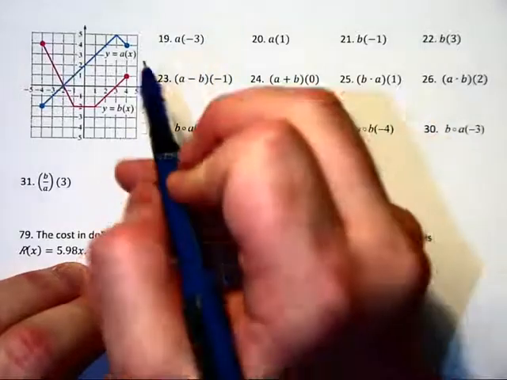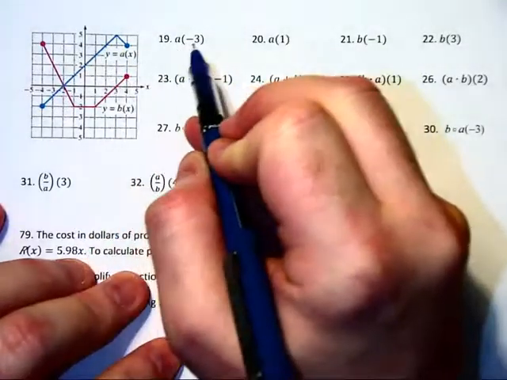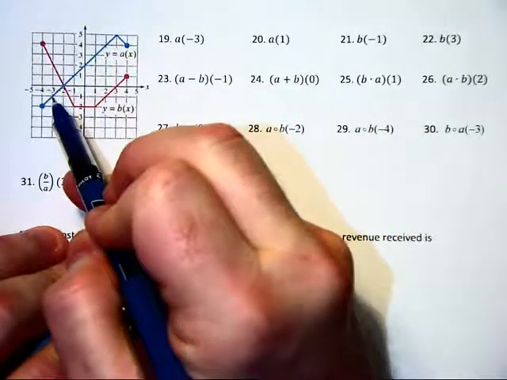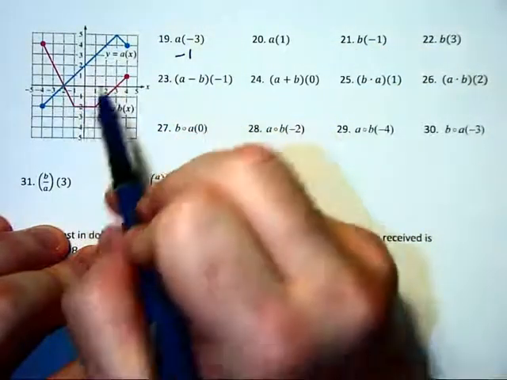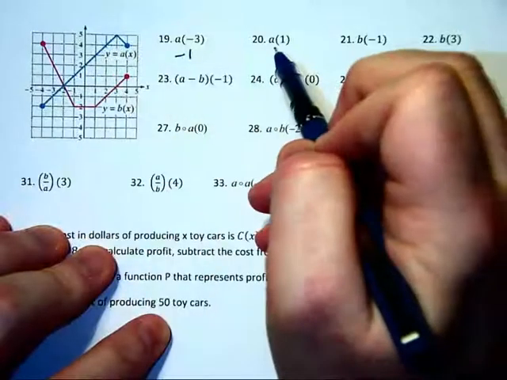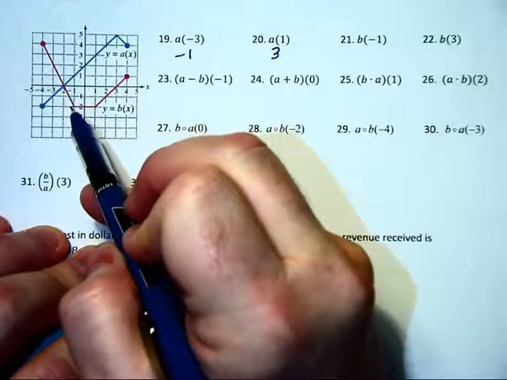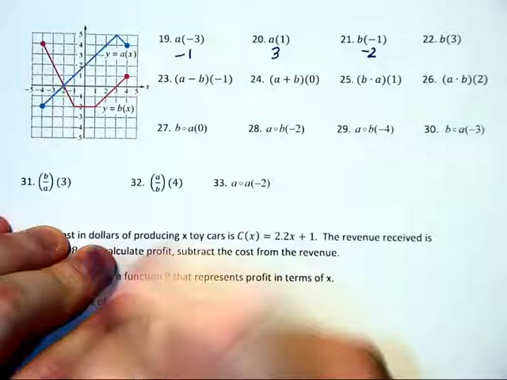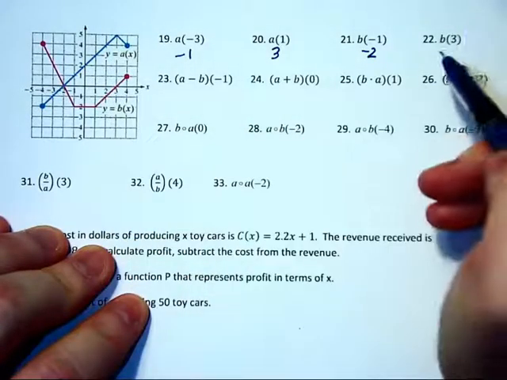Here we go. A is the blue graph, B is the red graph. A of negative 3: we go to negative 3, A is the blue graph down here at negative 1, so that value is negative 1. A of 1, go over to 1 up to the graph, which would be at a height of 3. B of negative 1, that says go down to the red graph, the output there is negative 2.